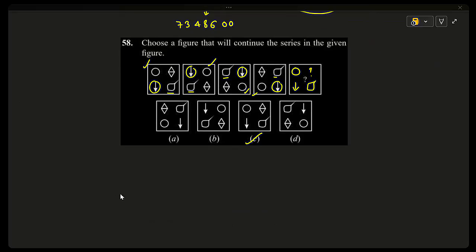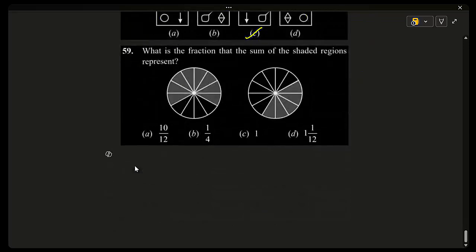Next 59. Fifty-ninth question. What is the fraction that the sum of the shaded regions represent? So how many parts are there? Let's count 1, 2, 3, 4, 5, 6. So 12. 1, 2, 3, 4, 5, 6. So both the figures are having 12 parts.